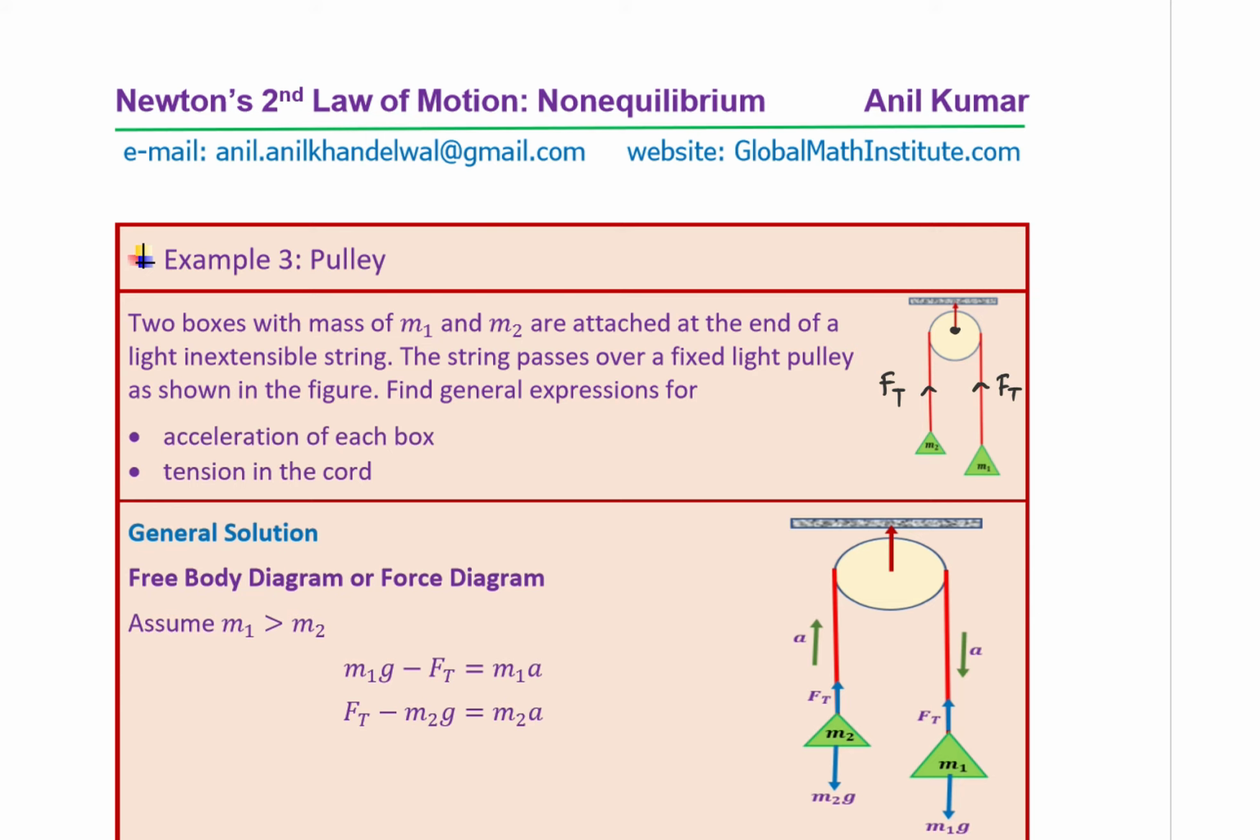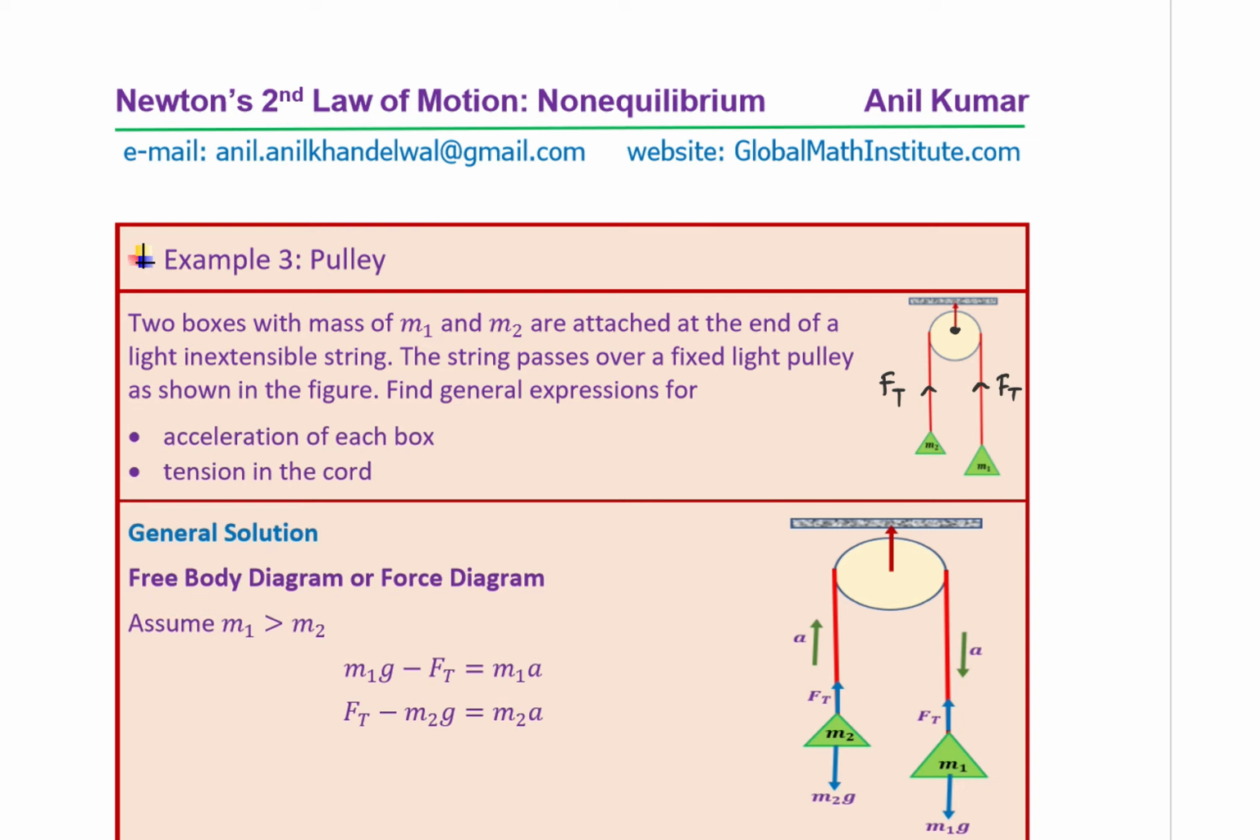Let's look into the question now. Two boxes with mass m1 and m2 are attached at the end of a light inextensible string. The string passes over a fixed light pulley as shown in the figure. Find general expression for acceleration of each box and tension in the cord. Is that clear? So cord and string is one and the same thing.